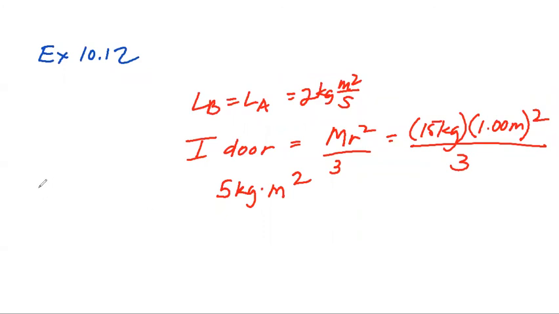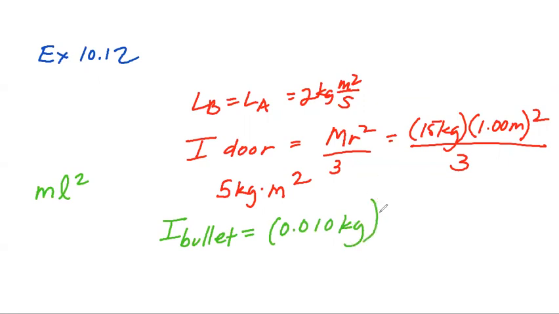That's going to be equal to m L squared, where L is the distance from the hinge. So I of the bullet equals 0.010 kg times (0.50 meters) squared, and that is going to give us 0.0025 kg meters squared.